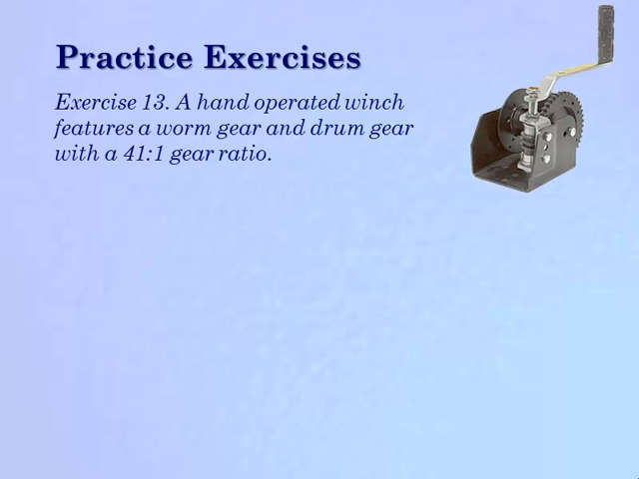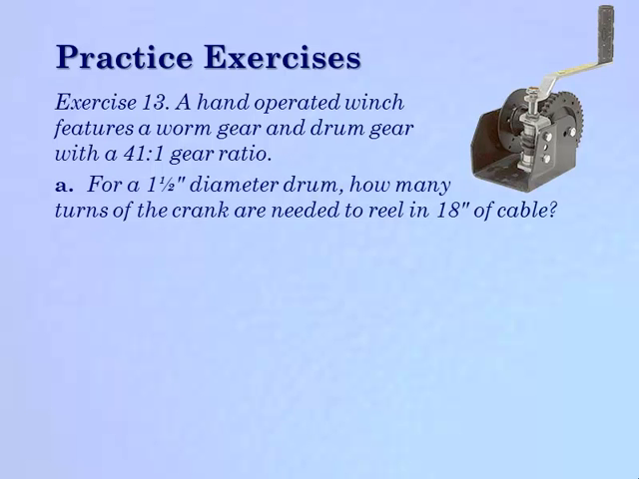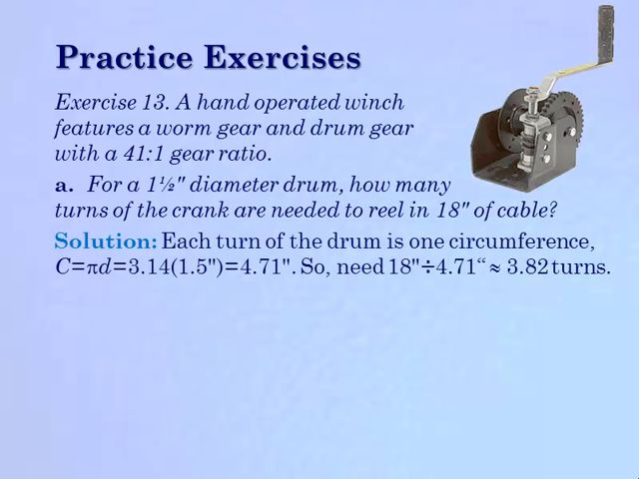Now, here's a good exercise. A hand-operated winch features a worm gear and a drum gear with a 41 to 1 gear ratio. For a 1.5-inch diameter drum, how many turns of the crank are needed to reel in 18 inches of cable? So each turn of the drum is 1 circumference, and a circumference is equal to pi times its diameter, which we're told is 1.5 inches. So the circumference is 4.71 inches. So we need 18 inches, and each turn is going to be 4.71 inches.